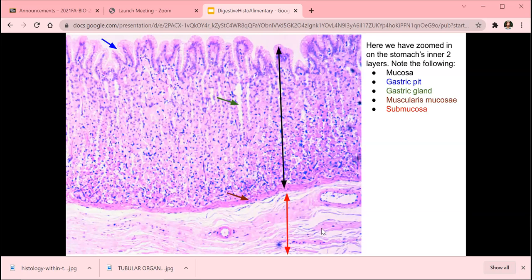Here we zoomed in on the stomach's inner two layers. You can see tunica mucosa here. Here we have simple columnar epithelium, which invaginates into the lamina propria. And as you see here, it can make long tubular gastric glands. The opening of the gland to the lumen of the stomach is called gastric pit. The lamina propria is full of glands, so you cannot see the connective tissue of lamina propria here. The only thing which you can see in this layer is the gland. And after that, we have muscularis mucosa. And then you can see tunica submucosa, which is the connective tissue.